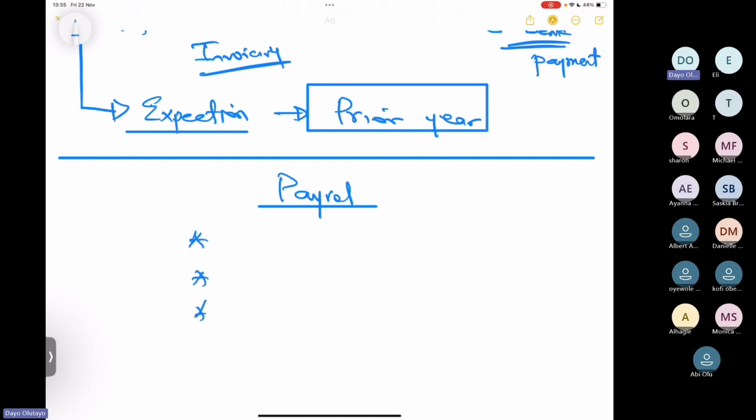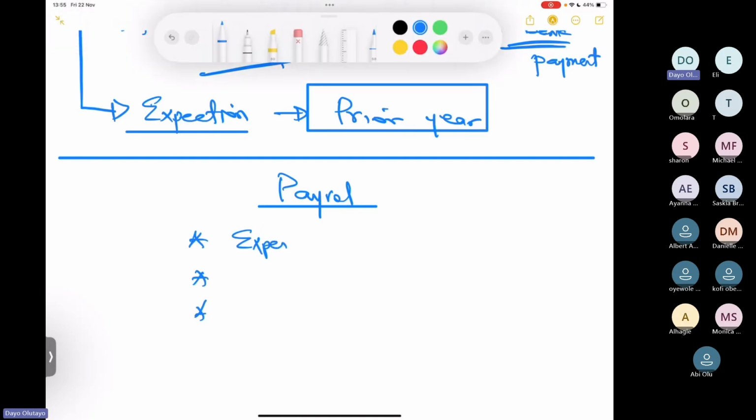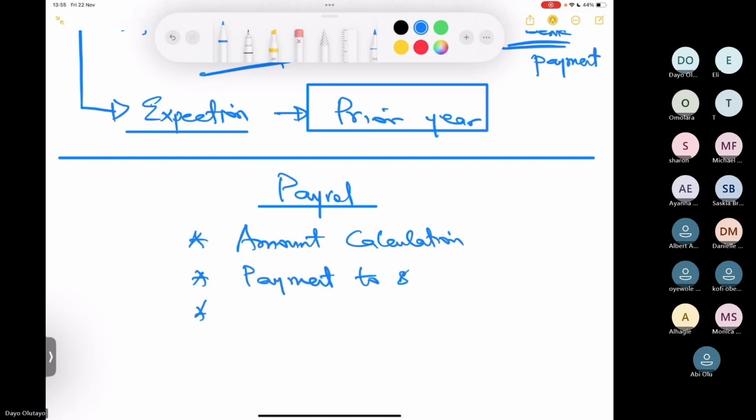First of all, you're checking whether they've calculated the expenses. Let me put it this way. Maybe let's call it amount. Let's look at the amount, the calculation. Have they calculated people's salary properly? Have they paid the staff? That's what you're auditing. Have they paid those staff truly?